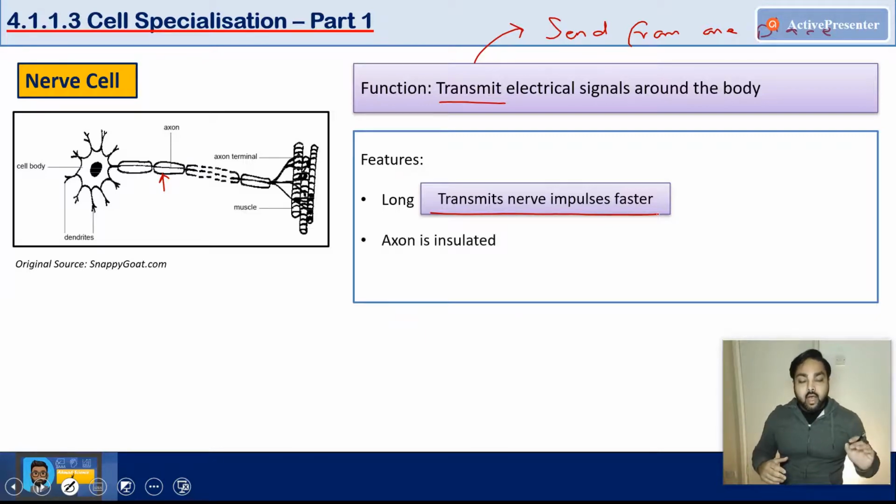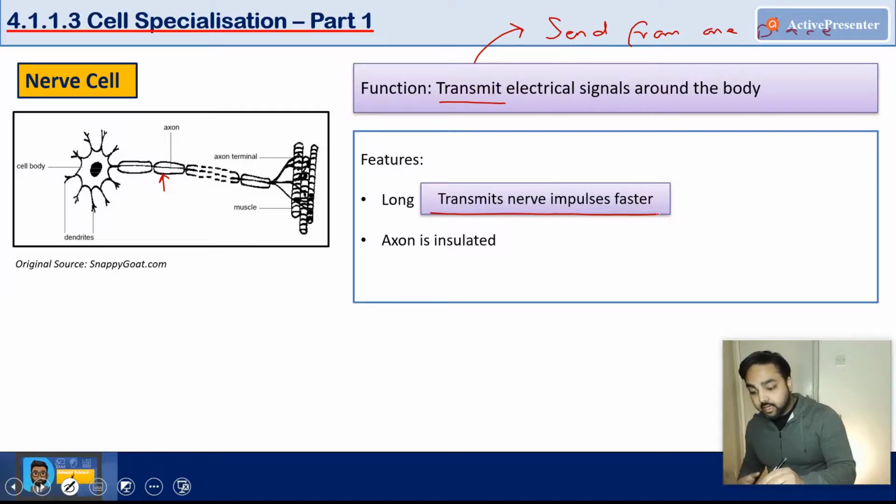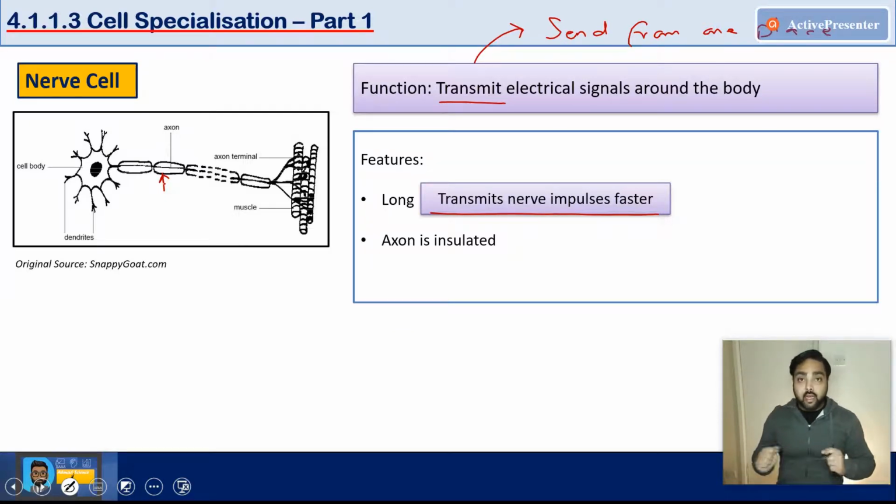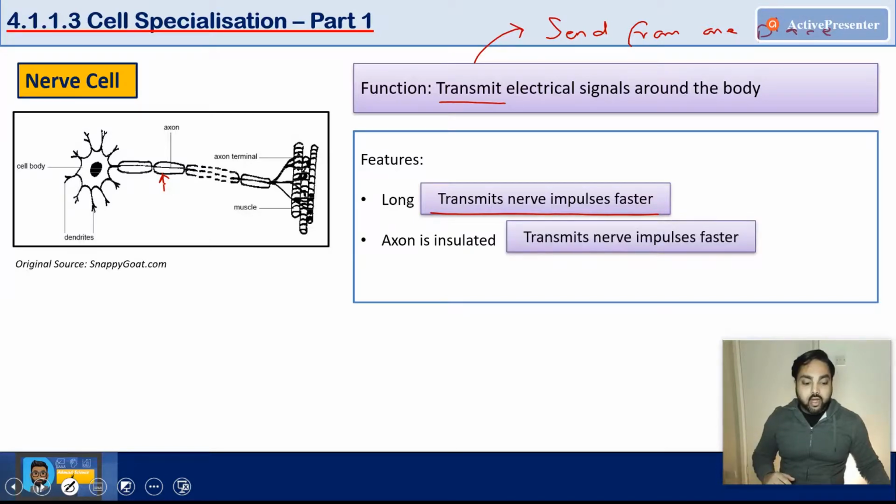The axon is insulated, so this is the insulation that I was talking about. It's like electrical wire, which has the plastic around the outside. The reason is that it ensures that electrons, or in this case ions, move in a particular direction. It means they can't spread out, and you don't lose any information as the ions or electrical charges move through. So the cell transmits nerve impulses faster. In other words, the signals you're trying to get from one part of your body to another move much quicker.